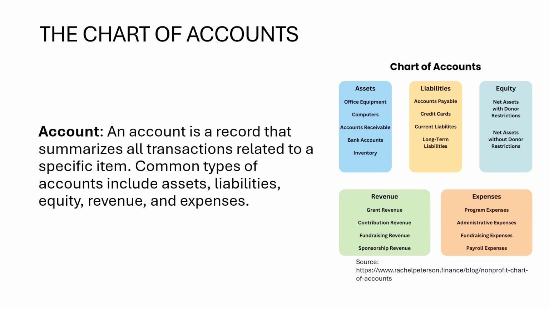A chart of accounts is a structured list of all financial accounts used by a business or organization to track financial transactions. It serves as the foundation for the accounting system, ensuring that financial data is categorized and recorded consistently. As I mentioned, the main categories of a chart include assets, what the organization owns; liabilities, what the organization owes; equity, owners' or shareholders' investment in the business; revenue, income from sales; and expenses, costs incurred to operate the business.